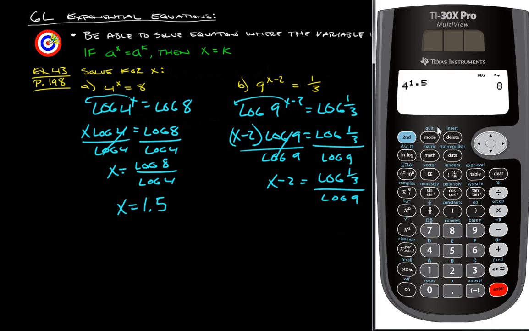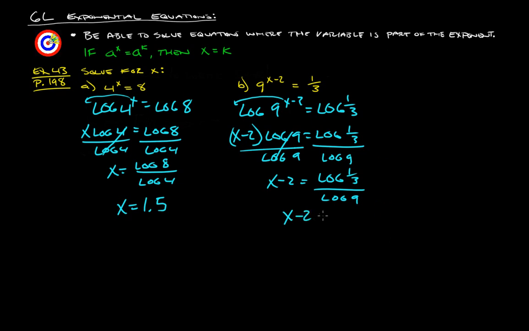All right, and let's put that in our calculator and see what we get. Okay, so we have log of 1/3, equals, divide that answer by log of 9, and we get negative 0.5. So x minus 2 should equal negative 0.5. So we add 2 to both sides, and we get that x equals 1.5.